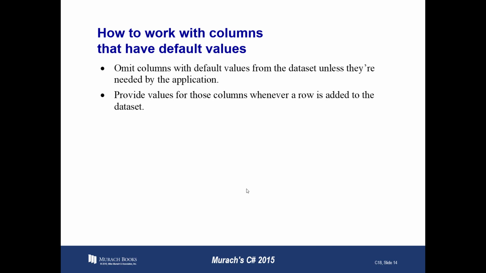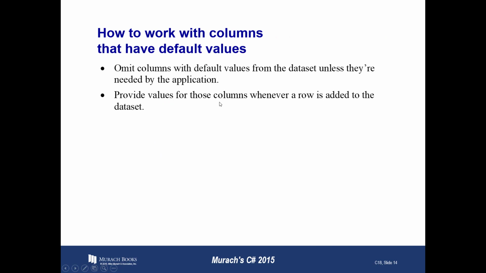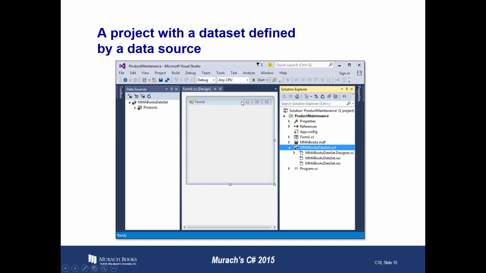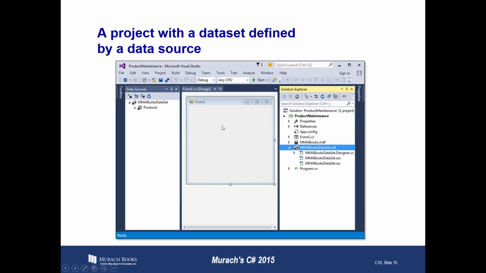It says omit columns with default values from a data set unless they're needed by the application. In other words, if there's stuff in here we don't need, if we don't care, for example, about showing the on-hand quantity, then don't check it. Okay. Provide values for those columns whenever a row is added to the data set. So then they go through this project, and maybe we'll do this one as a class. I think it would make some sense to do that.